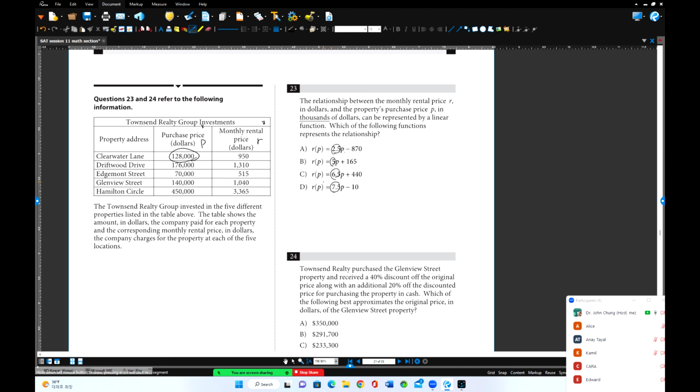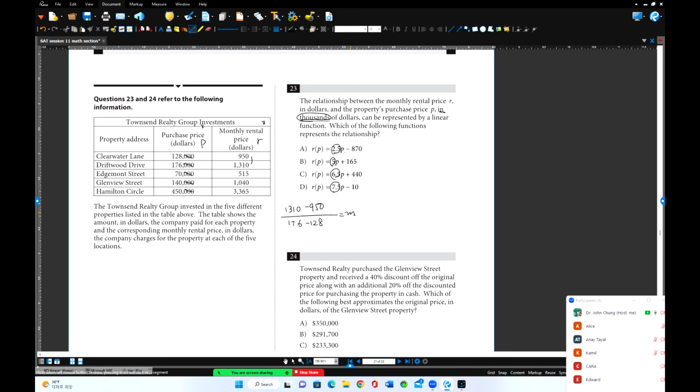Okay, in this case, better find the slope, right? Over here, 1,000. P is in thousands, so you don't have to use three zeros. These are already thousands. So now using this one, we're going to find the slope. You can choose this one. This is change in y, 1310 minus 950, and x2 minus x1, right? 176 minus 128, that's the slope.